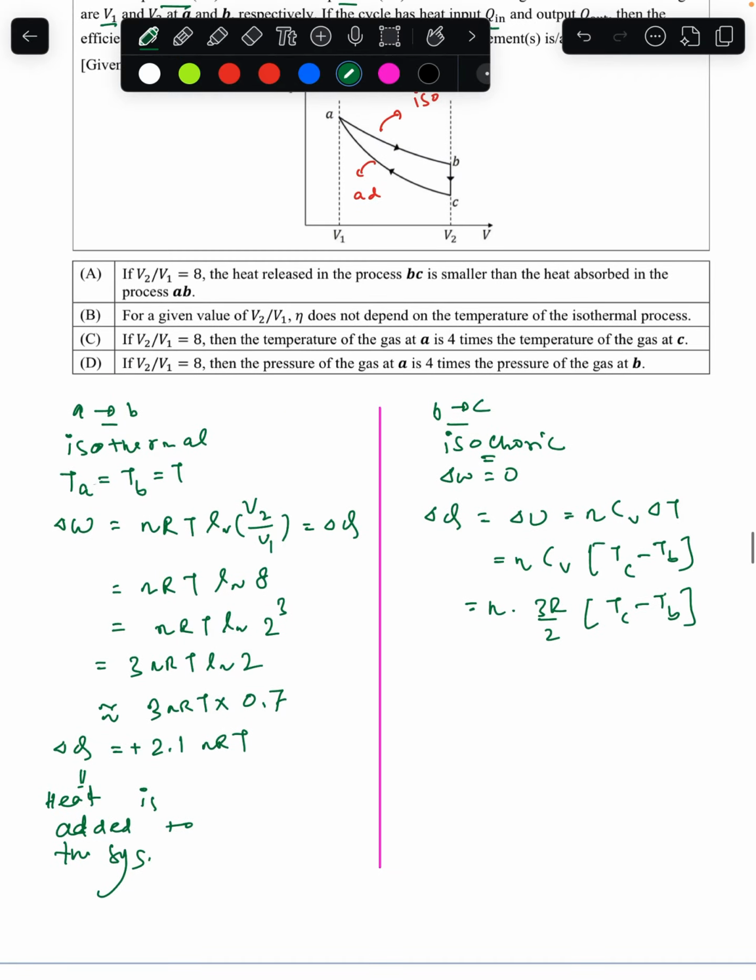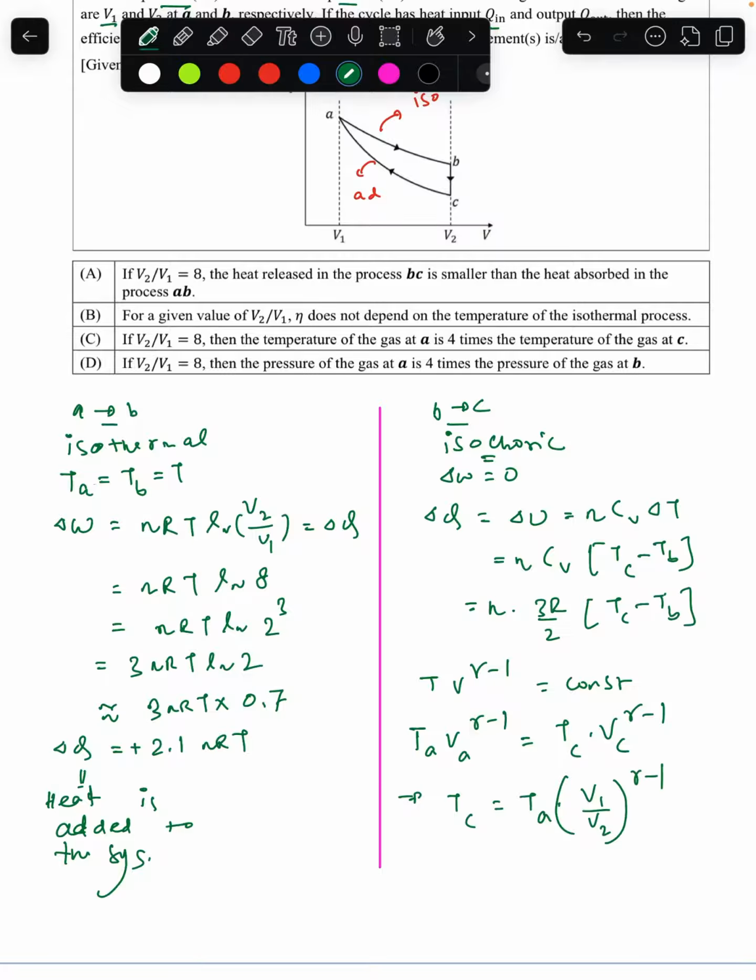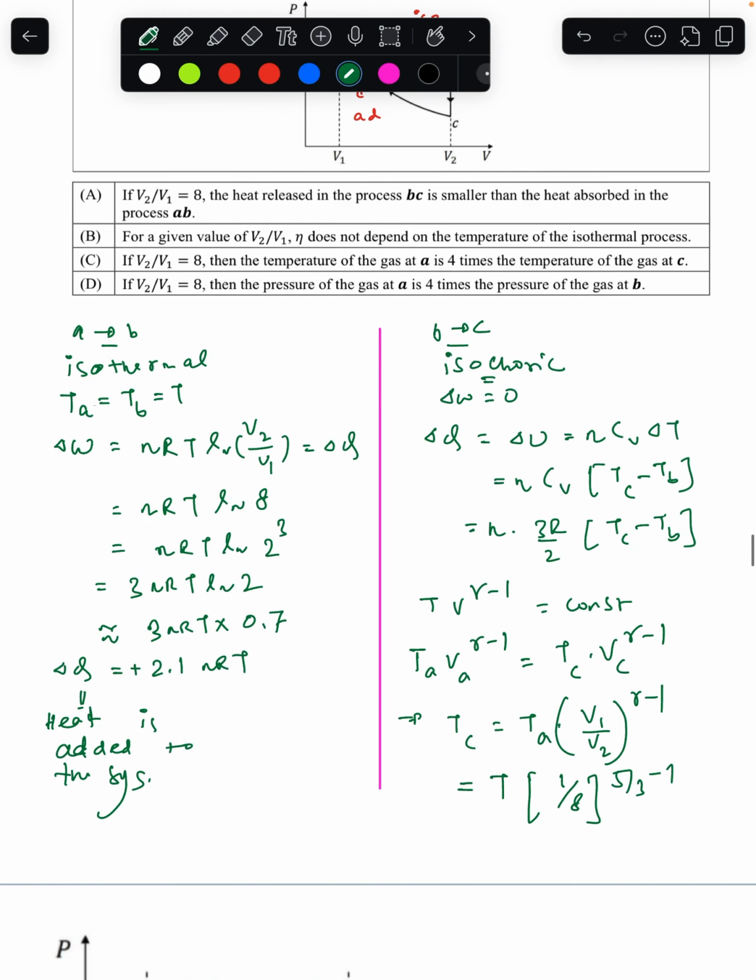Now we have to find a relationship between TC and TA. For that, since C to A is adiabatic, we can use the relationship T V to the power gamma minus 1 is equal to constant. So TA VA to the power gamma minus 1 is equal to TC VC to the power gamma minus 1. So the temperature at C will become TA times V1 by V2 whole to the power gamma minus 1. TA we have considered to be T, V1 by V2 is 1 by 2, and gamma for monoatomic is 5 by 3, minus 1. With calculation, TC becomes T by 4.